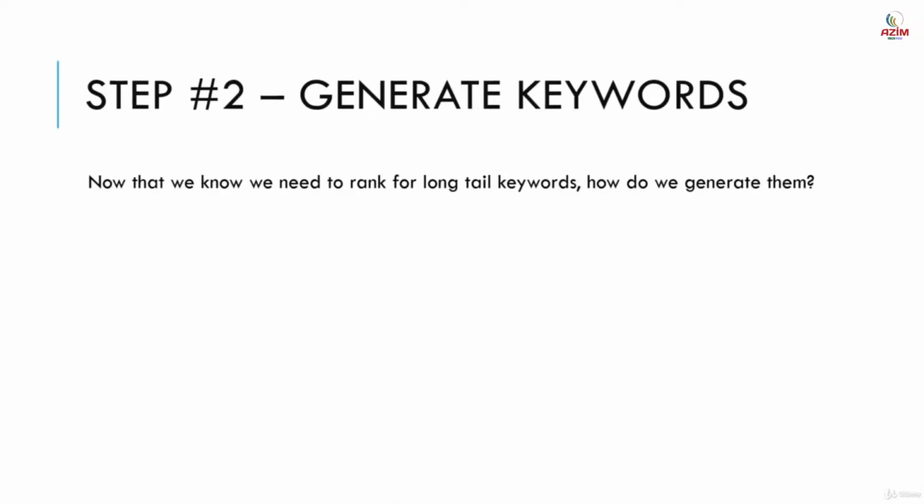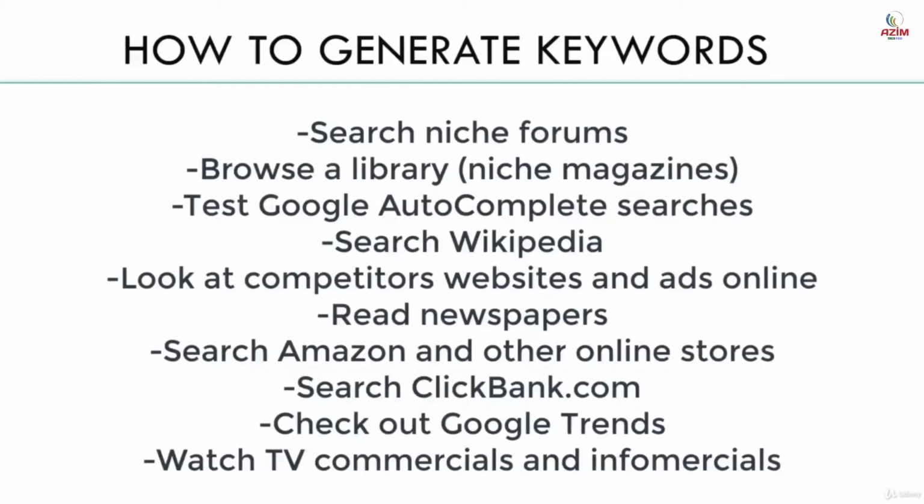So step number 2, generate keywords. Now that we know we need to rank for long tail keywords, how do we generate them? This is one of the most common questions I get from clients at Course Envy. How do I generate keywords? I first respond to them with, you know your business best. Let's start with the names of your products, the name of your services, and input those into Google search. What keywords do you see in the titles and meta descriptions? This is where you should start.